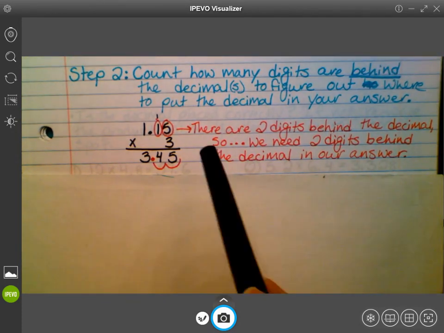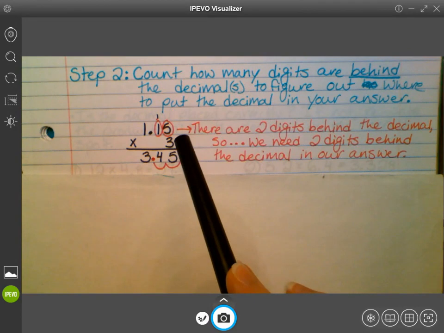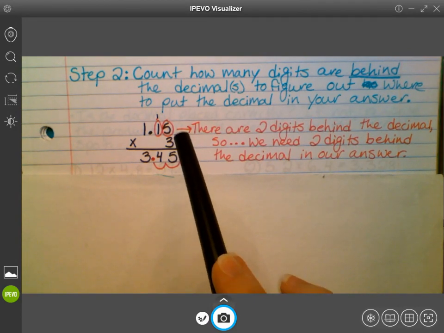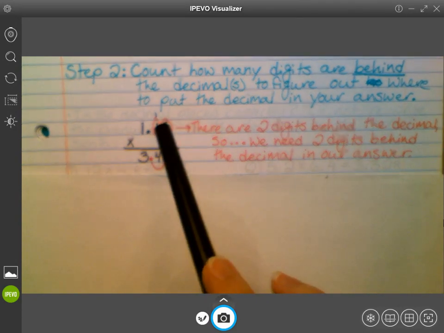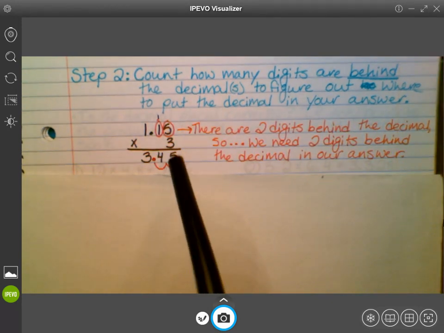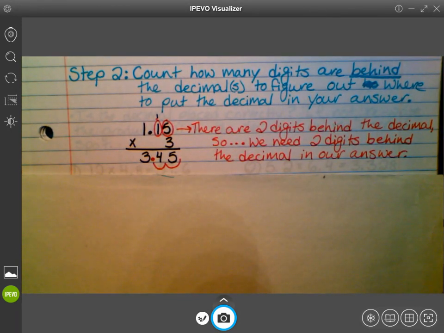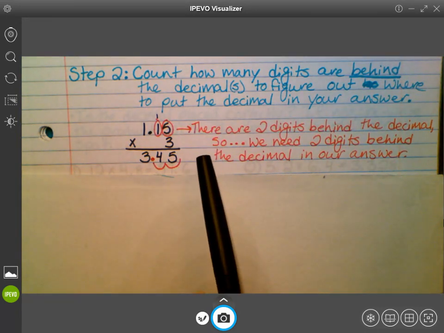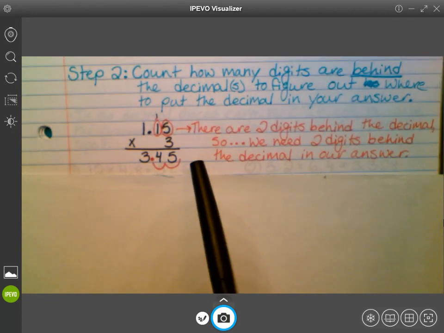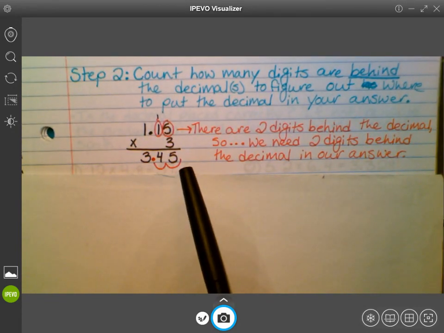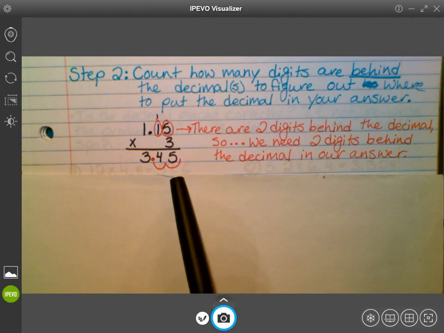We want to look at the 2 numbers we multiplied and ask, how many digits are to the right of all decimals up top? There's only 2. So then I would make sure there are 2 digits behind the decimal in my answer. So we want the same. These are behind our decimal. These are in the tenths and the hundredths place. Yep, these are behind the decimal.